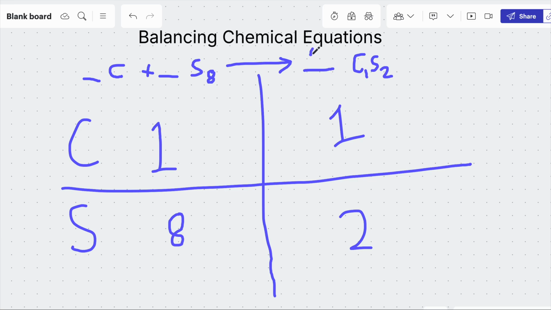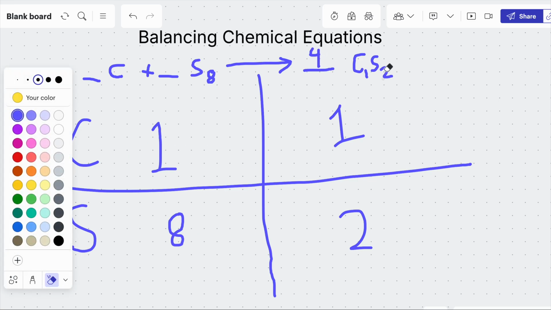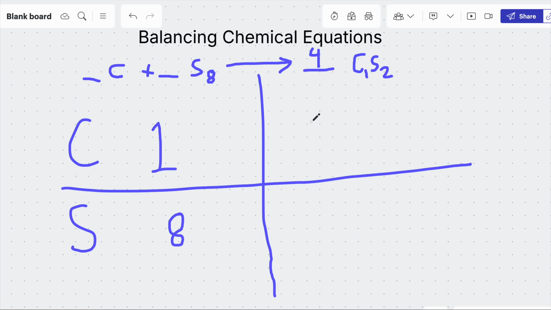In this case, we're going to need 4 of these. And because this is CS2, we're going to be changing both our C's and our S's. So, for S's, we know 4 times 2 is 8. And for C's, 4 times 1 is 4. Alright, now our S's are good, our C's are not.